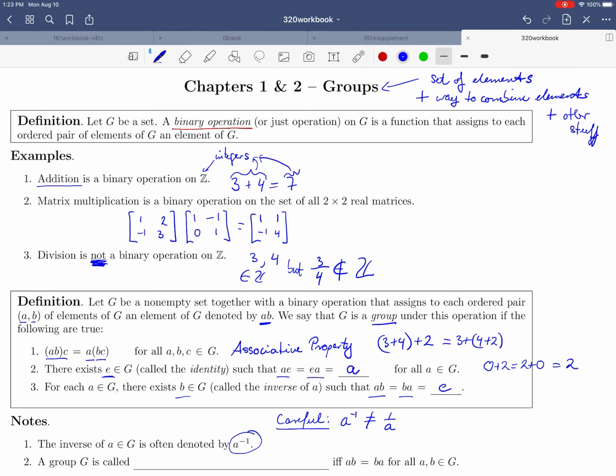Now, the second note, a group is called abelian if it has an additional property. If it has a property that AB is equal to BA for all elements in our group. So that is a commutative property. But that is optional for a group. So something is a group without having to have the commutative property. But if it does have the commutative property, then the group is called abelian.